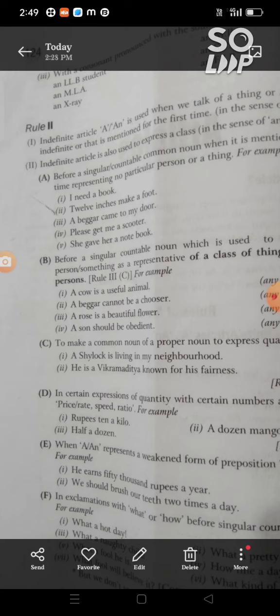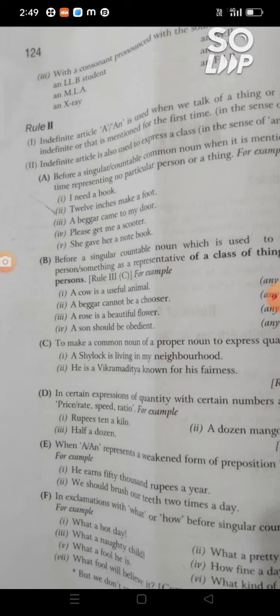Now next, in certain expressions of quantity with certain numbers, and expressions of price, rate, speed, ratio: rupees 10 a kilo, meaning in the sense of per. Rate, speed, ratio. Half a dozen mangoes, like that we use. In the sense of per, we use the article a or an. This is an important rule.